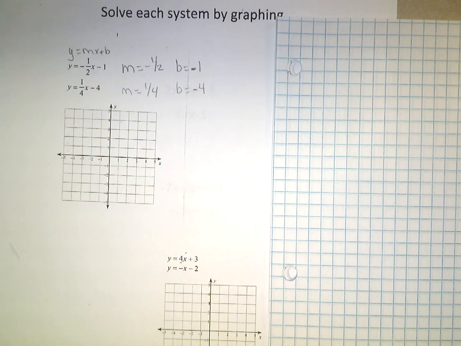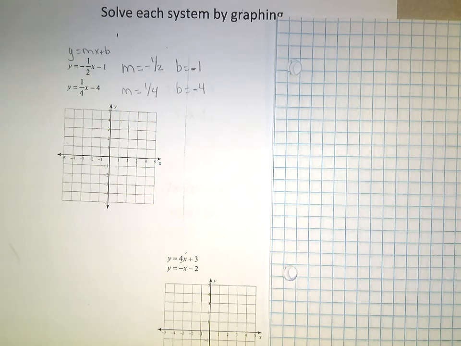All right. Good evening. This is your systems of linear equations review from our stations review today in class. I'm going to work out each problem and try to give you some helpful hints on things to remember.